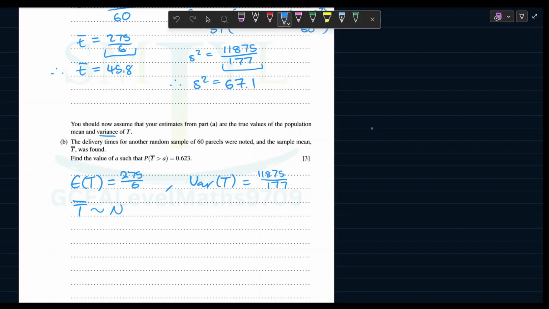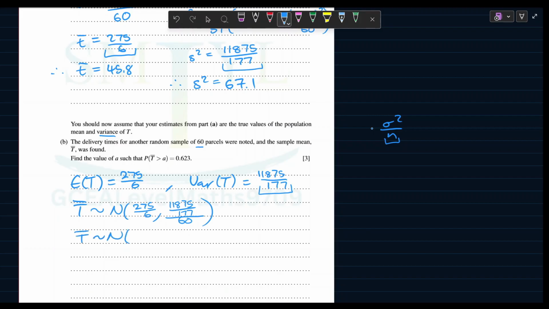This is going to follow a normal distribution, and its mean is going to be the population mean, 275 over 6. And remember, variance for a sample mean is sigma squared over n. So in this case, our sigma squared is this population variance, 11,875 divided by 177, and it has to be divided by n, our sample size 60. So divide by 60.